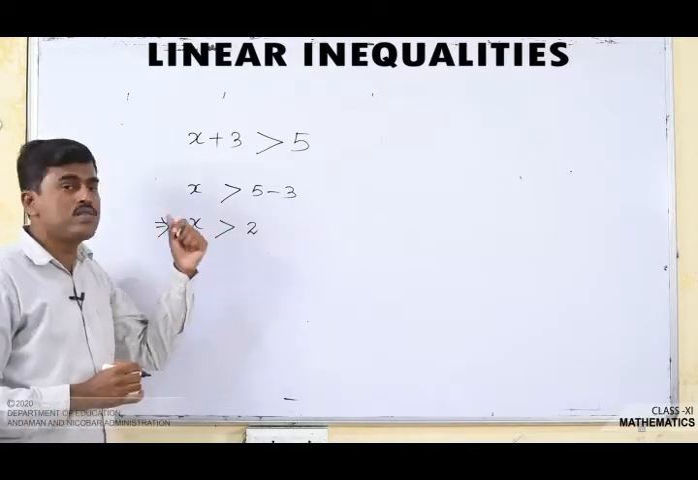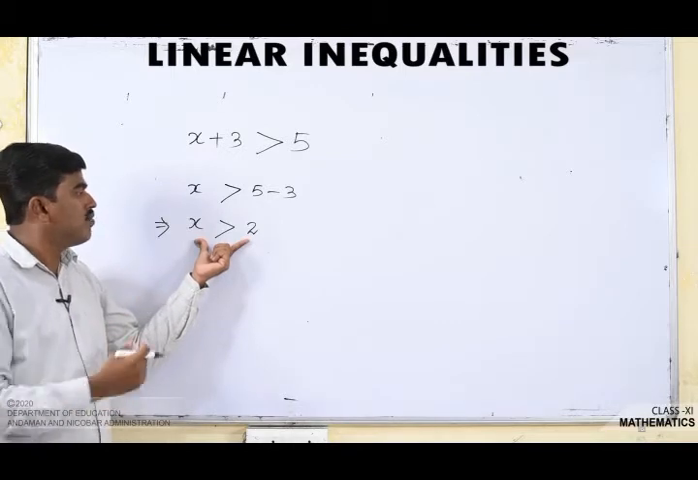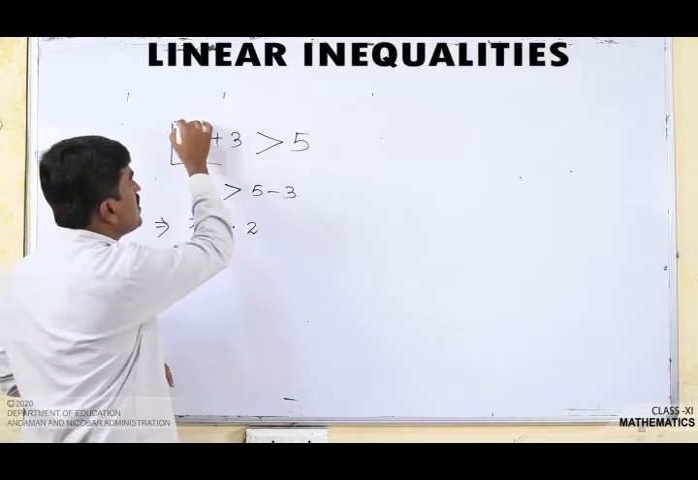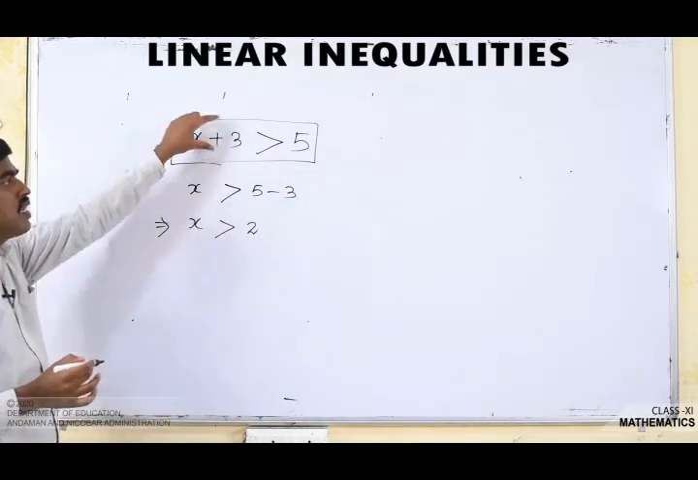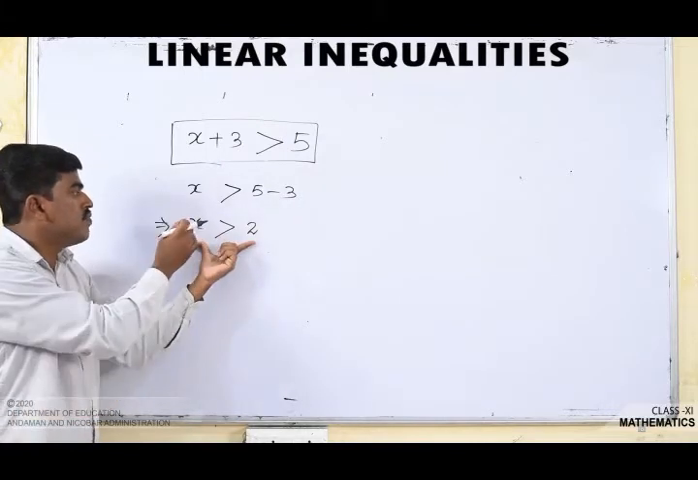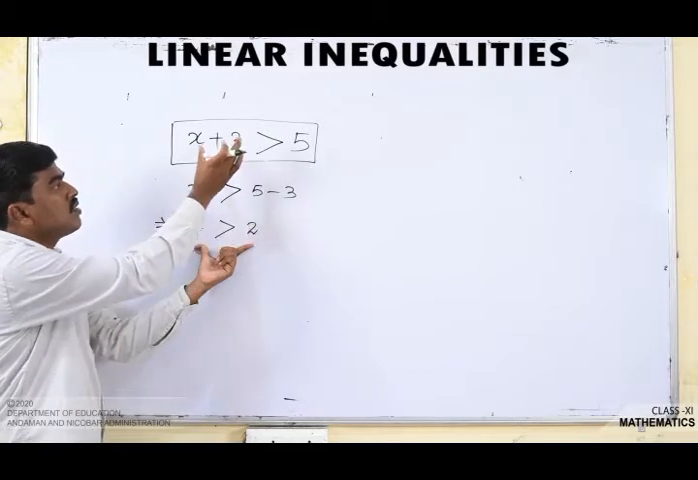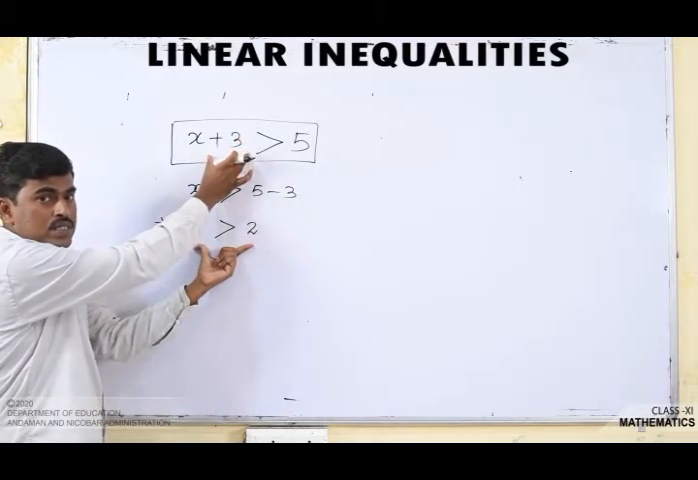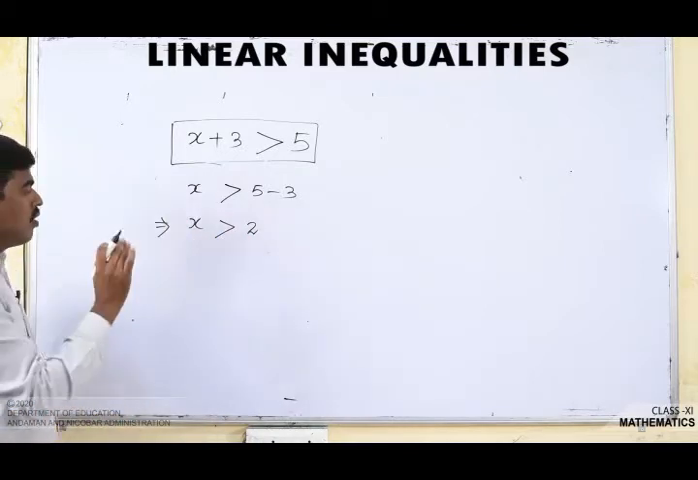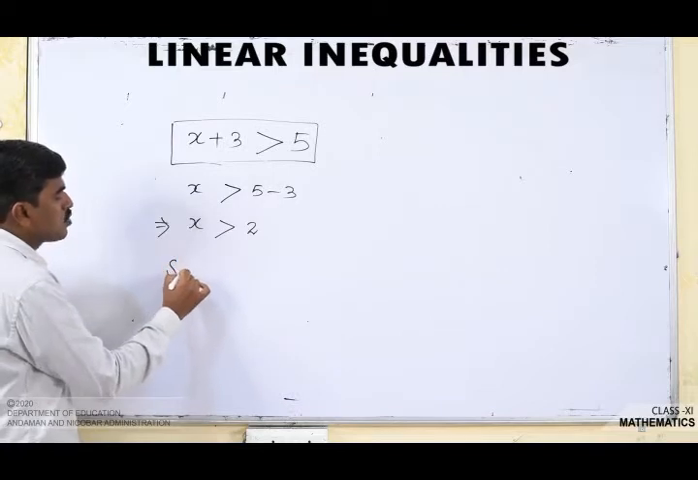Now how to write this solution? Here x greater than 2 means for all real values of x greater than 2, this statement is true. What is the statement? That is the inequality x plus 3 is greater than 5. For all x greater than 2, this inequality is true. So how to write this solution? For inequality, we have to write the solutions in the form of a solution set.